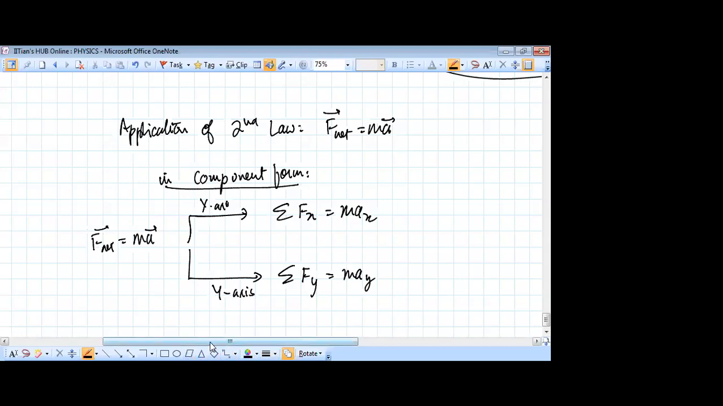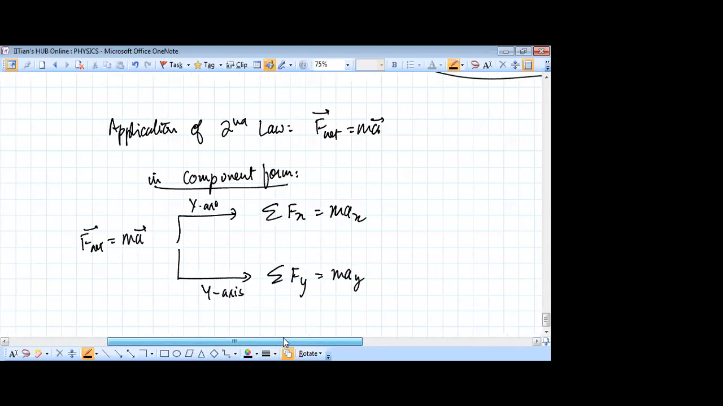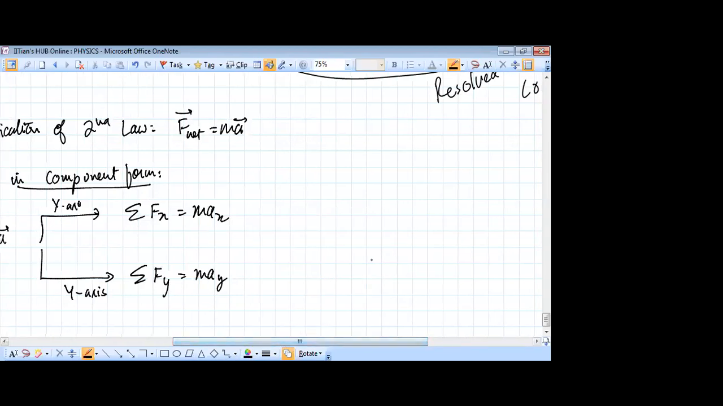There are very small, minor differences between the two editions. You can study from either of them. It's not a problem. Okay, so coming back to our particular example, what was happening here? For us, along the x-axis, there was only one force acting on the body.